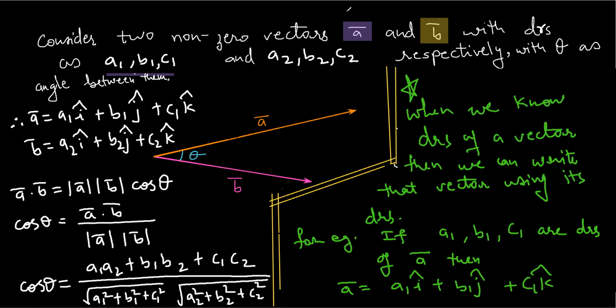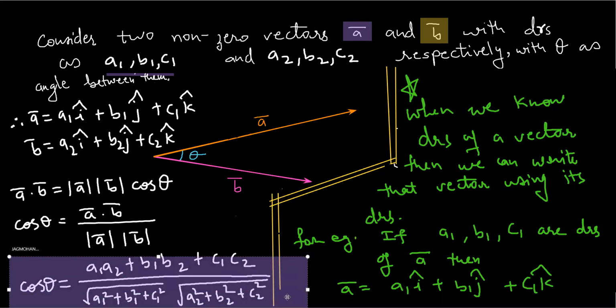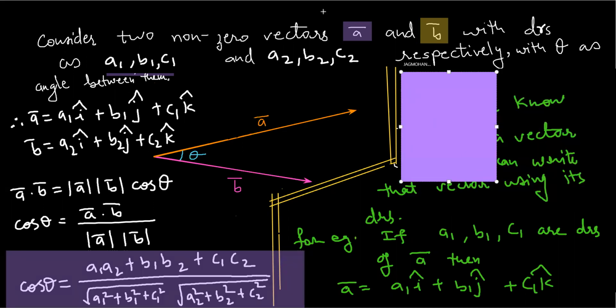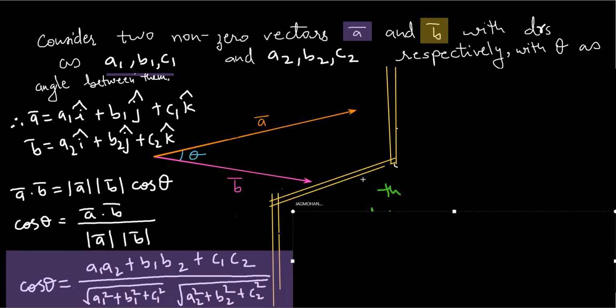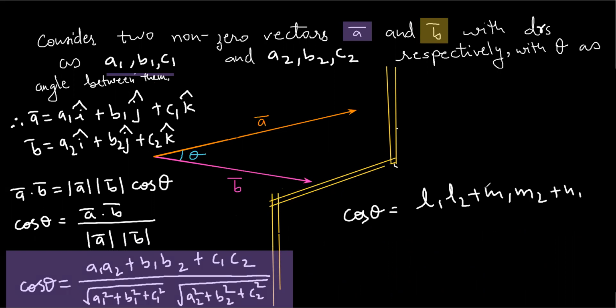So you got the formula for cos of the angle between the two vectors when you know the DRS of those two vectors or those two lines. If you compare this with the formula which you obtained for DCS, you will notice the change. If you remember, cos theta when you knew the DCS was L1 L2 plus M1 M2 plus N1 N2. And here you have A1 A2 plus B1 B2 plus C1 C2.